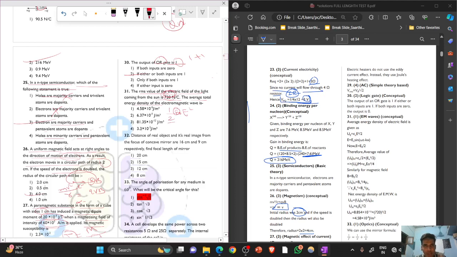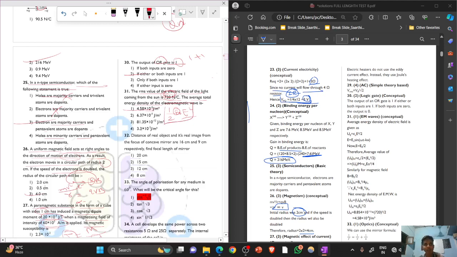Epsilon naught is given. You just need to understand that this electric field intensity is given as 720 squared. Just putting all the values, you can solve it out and it comes out to be 4.58 into 10 to the power minus 6. You just need to understand this formula.